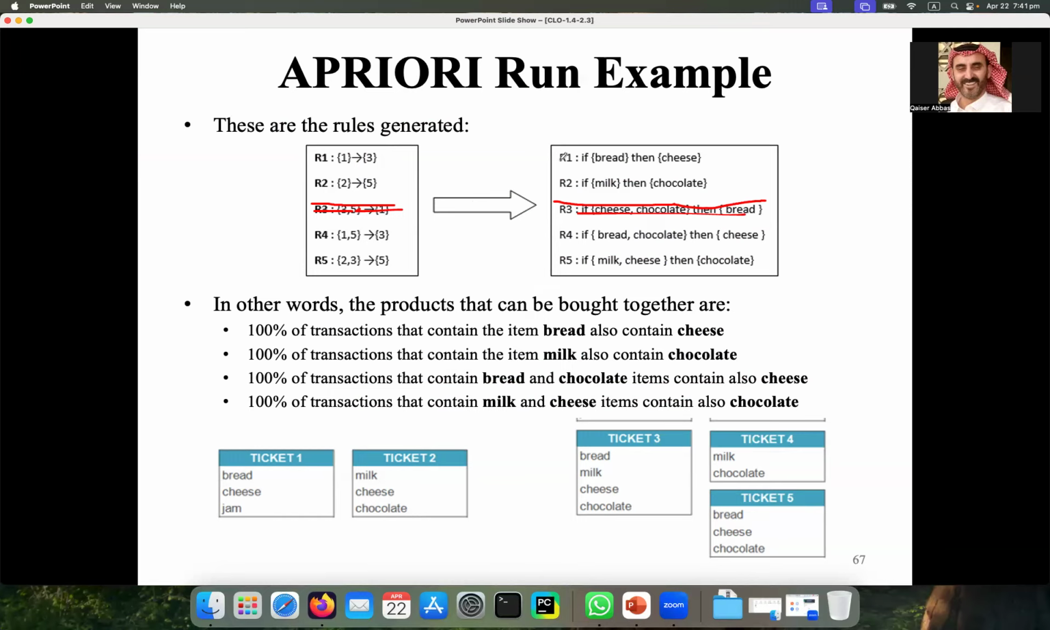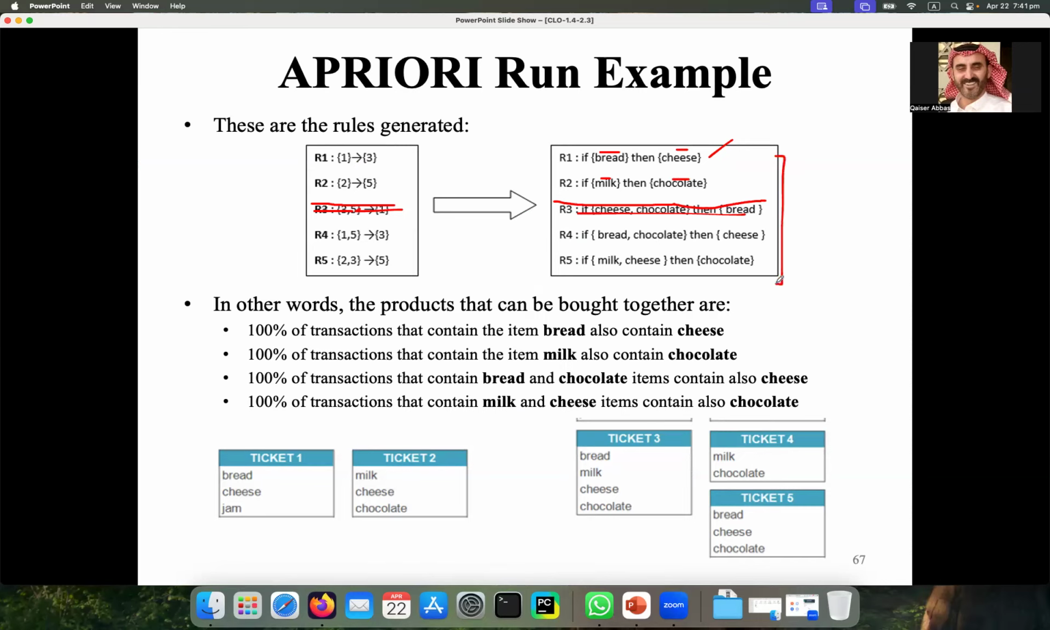And then what is left? R1 is what? 1 is for the bread, 3 is for the cheese. Then the theoretical form of this rule is this: 2 is milk and the 5 is chocolate. So now if milk, then chocolate. If bread and chocolate, then cheese. If milk and cheese, then chocolate.